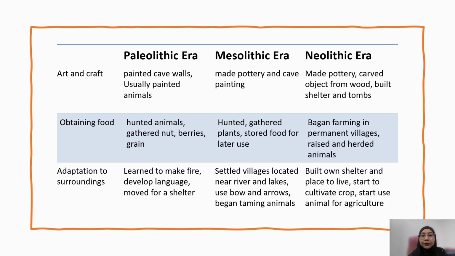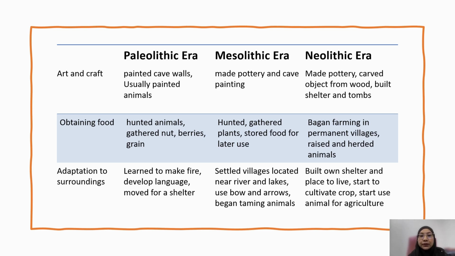And the difference in obtaining food: during the Paleolithic era, they hunted animals. So they hunted animals using the big stone. They also gathered or foraged nuts, berries, grains, and other food that they could eat during that time. So they just get it from the surroundings.